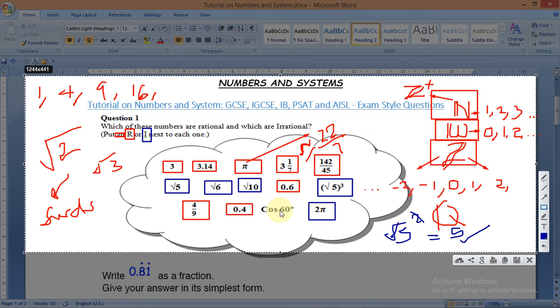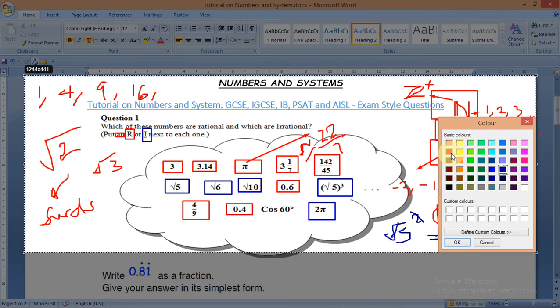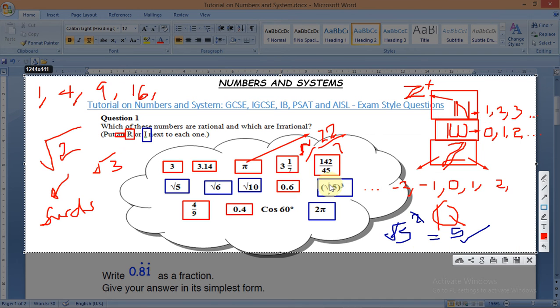I have not confirmed this one, so let me just go ahead and do that. So what is cos 60? So cos 60 is 0.5. So that should go for rational, because 0.5 is terminating. Okay, so this is rational. 0.5 is terminating. So guys, that's that. So I'm through with this question now.